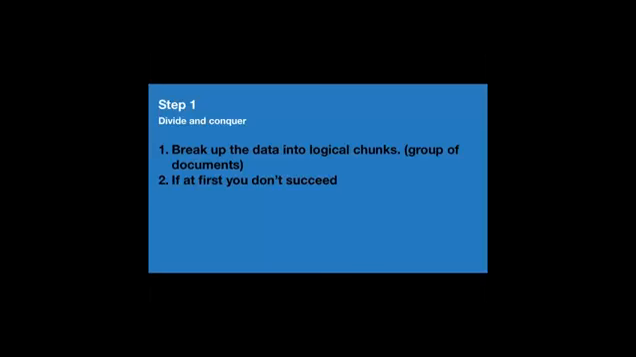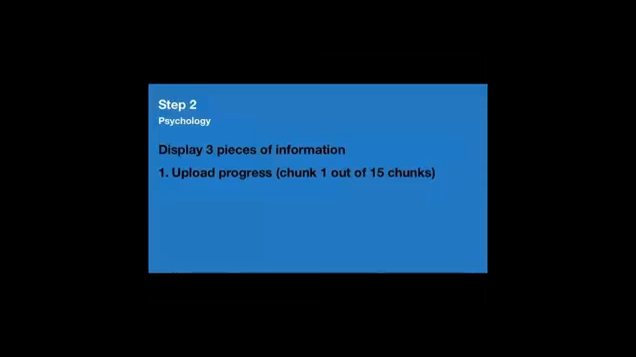Step 2 was psychology. We told them exactly what was happening, and it eliminated so much user concern. We displayed 3 pieces of information to them. We told them how the upload was going, that they had done 1 chunk out of 15 chunks. We broke that into a percentage. And then told them chunk 2 will take this amount of time. Yeah, exactly. That was the second one.